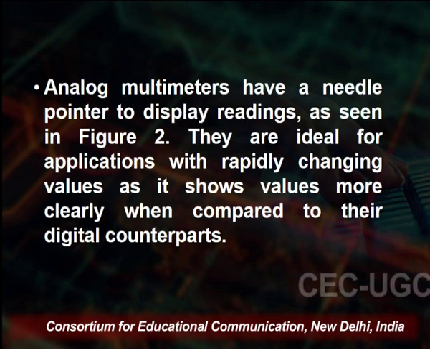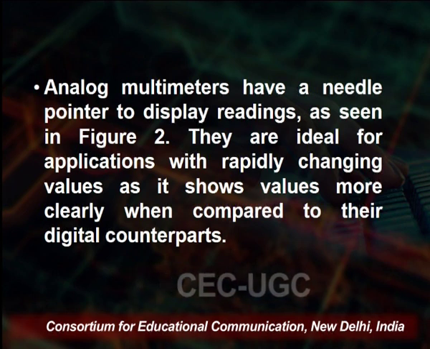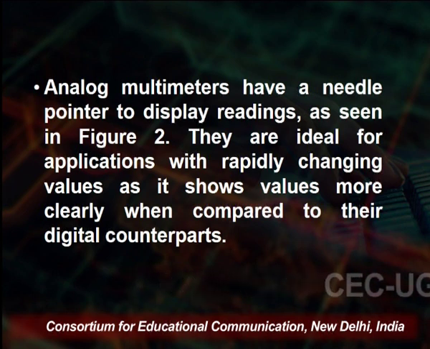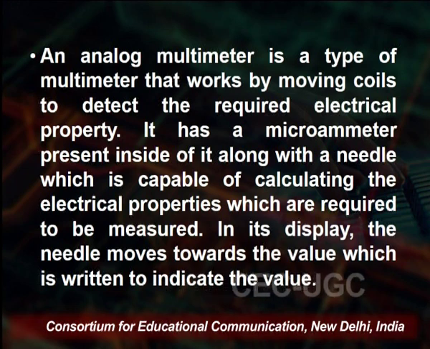They are ideal for applications with rapidly changing values, as shown in the diagram, and more clearly we can take this value. The analog multimeter is a type of multimeter that works by a moving coil to detect the required electrical property. So it has a micrometer present inside of it along with a needle which is capable of calculating the electrical properties which are required to be measured.